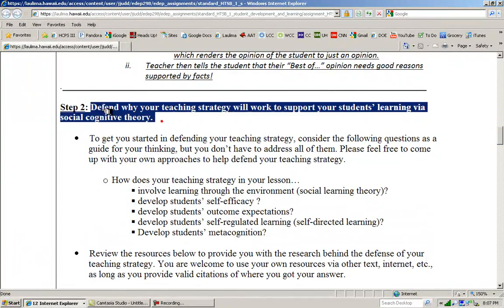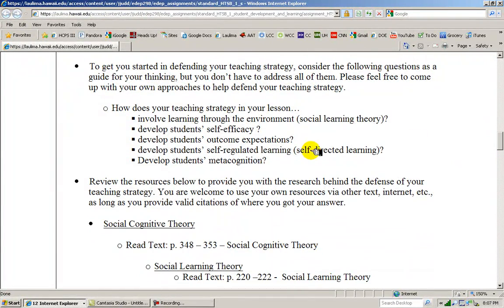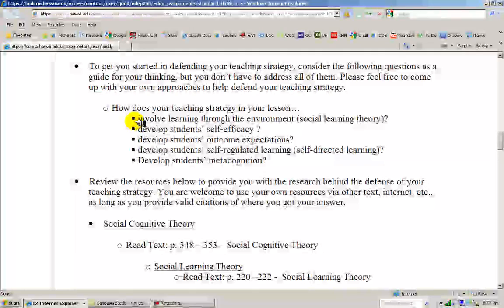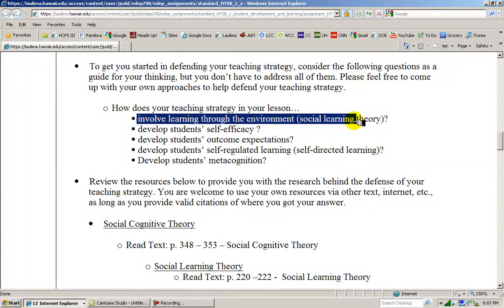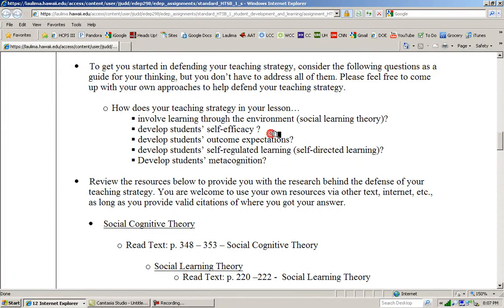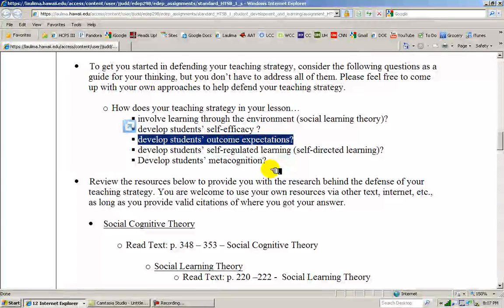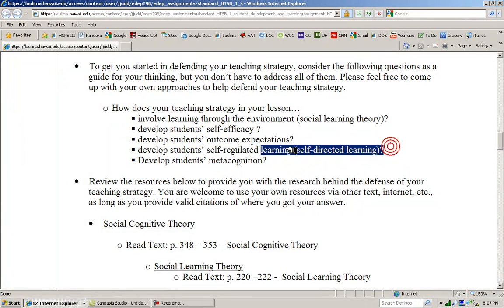Defend your teaching strategy of what you think is social cog theory. Keep these in mind. How does your teaching strategy involve learning through the environment? How does it help them develop that belief in themselves, what we call self-efficacy? How does it shape what students believe is going to be an expectation of learning? How do students believe that they direct their own learning? So when the personal factors of this theory come into effect, the student can direct and change the other factors.